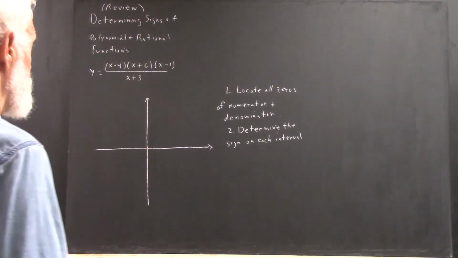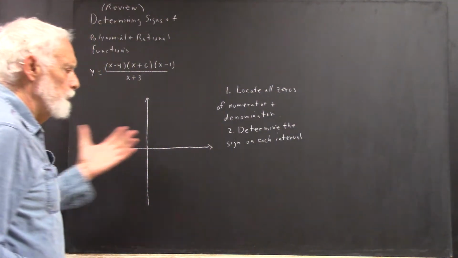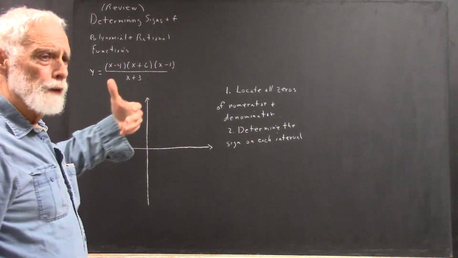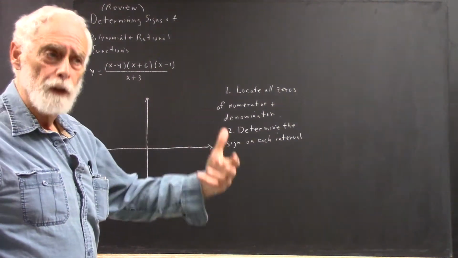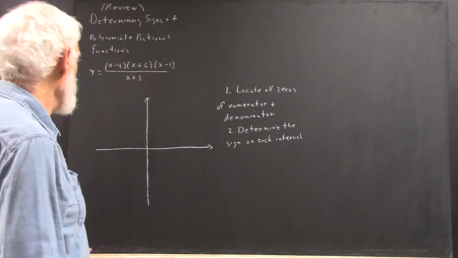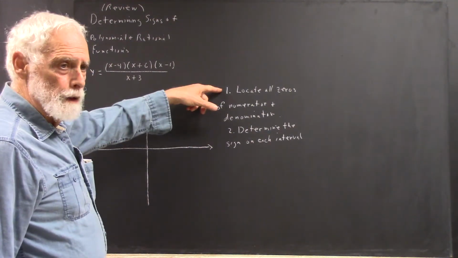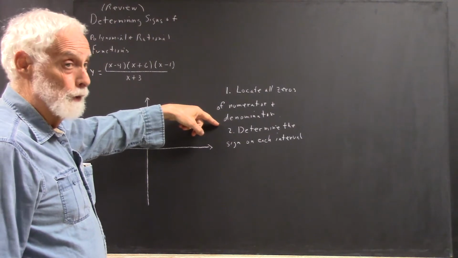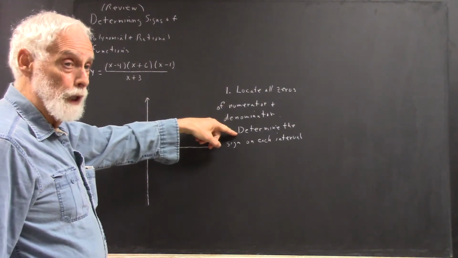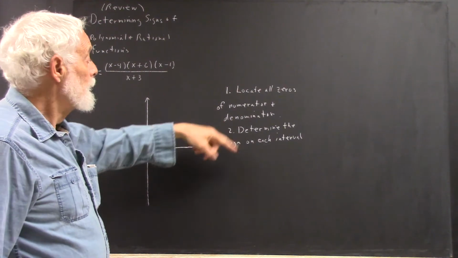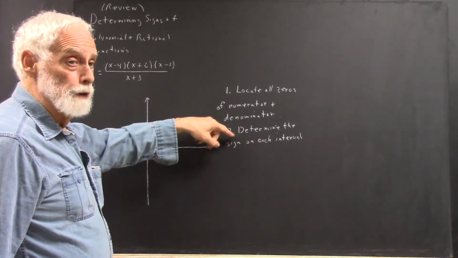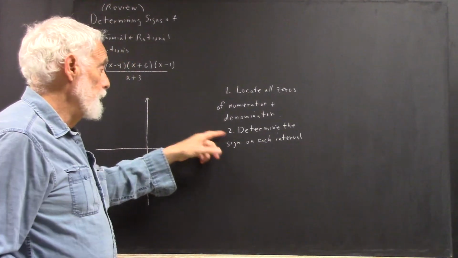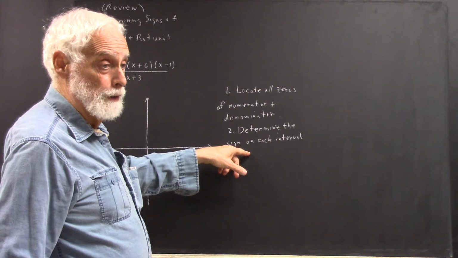Okay, people still seem to be having trouble with the graphing of polynomials and rational functions in determining the sign of the function on the various intervals. Now, let's be specific on this, okay? You locate all zeros of the numerator and the denominator. Of course, if you have a polynomial, you won't have a denominator with zeros. But if you have a rational function, your denominator will or might well have zeros. Then you determine the sign on each interval.